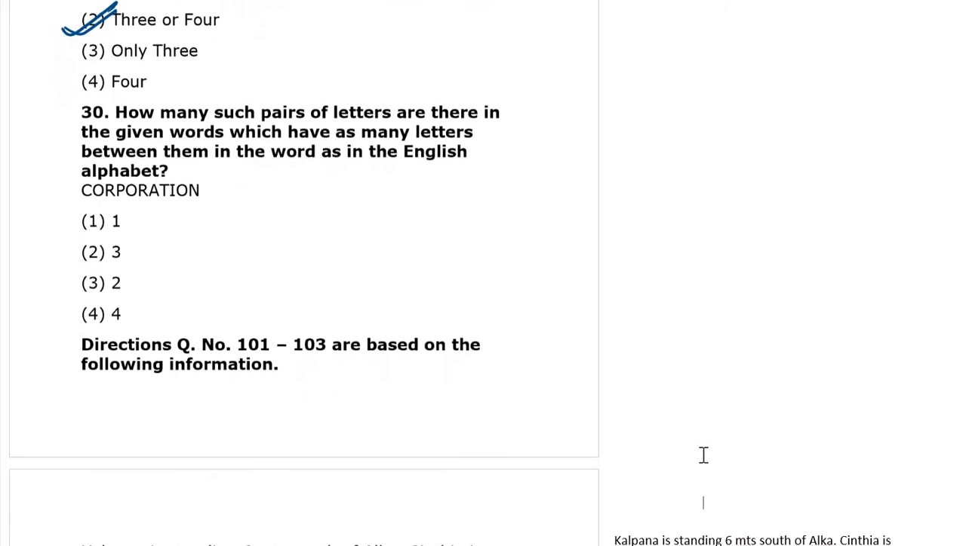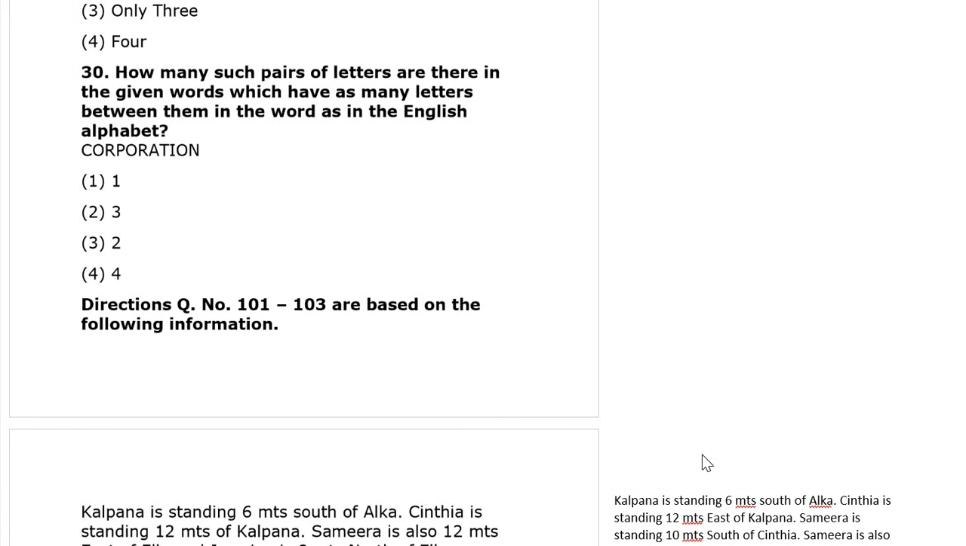How many such pairs of letters are there in the given words, with as many letters between them as in the English alphabet? Okay, which one? Number of words. So how many letters in between them? Suppose C and R, number of letters are more. Like that, which one is having the letter? Okay. P, Q, R. Here it is P, Q, R. Here is also only one letter. Therefore, the answer is 1. Come to the next question.